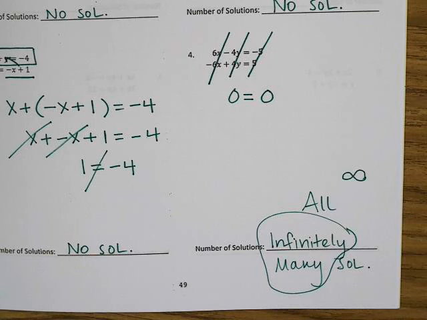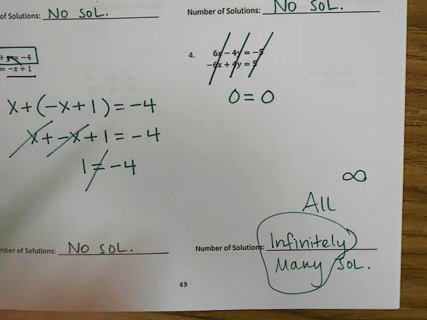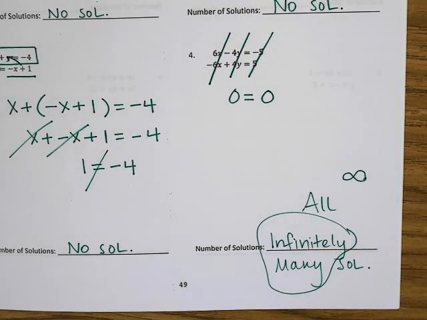Okay, well that one was really short actually. So in today's worksheet, the next couple pages, you're just saying if there's one solution, no solution, or infinitely many. All right, that's it.